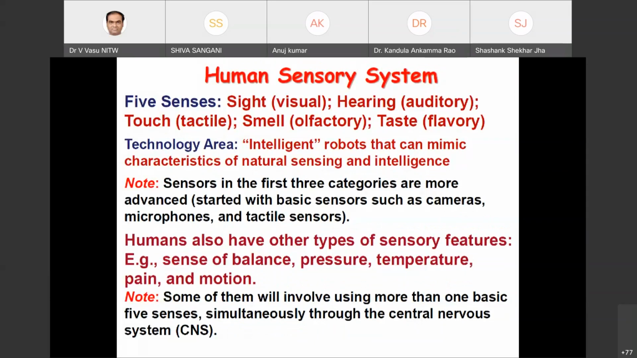So as humans, we have the five senses: the sense of vision, the sight, hearing, that is audibility, and the touch, that is the tactile, smell, and taste. So these are the different five senses which we have.